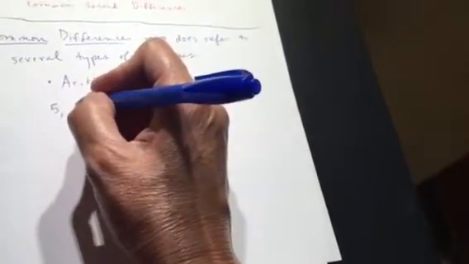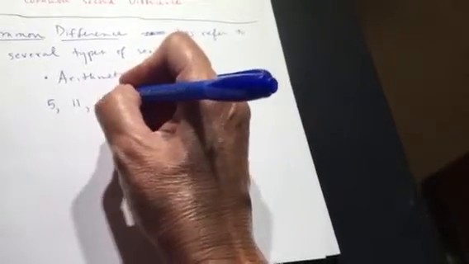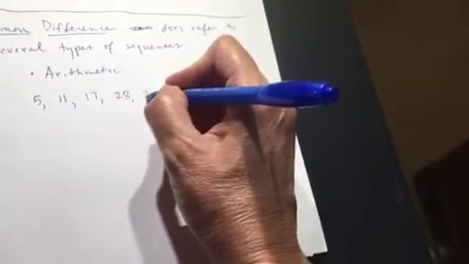This can be arithmetic. Here's an arithmetic sequence. I'm going to start with 5. I'm going to add 6. 5 plus 6 is 11. What's 11 plus 6? 17. 17 plus 6? 23. 23 plus 6? 29. Blank, blank, blank. So on the test next week, give the next 3 terms.